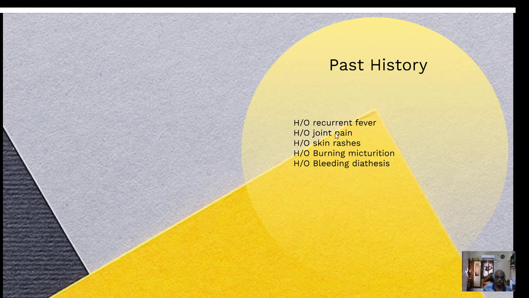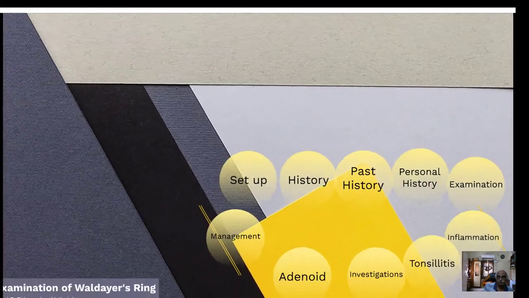Then you should specifically ask for history of bleeding diathesis because this history is vital when you decide to operate on the patient. If the patient is going to have bleeding diathesis, it will be very difficult to control bleeding. So that history should be specifically sought for.